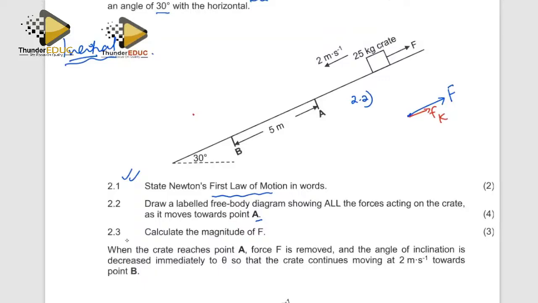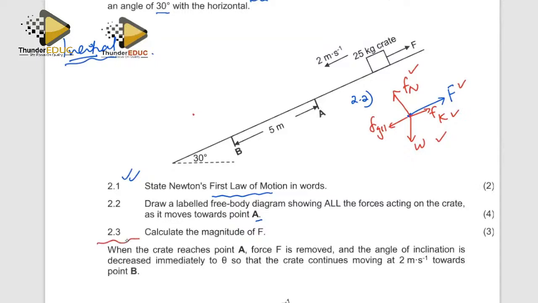And then now we're going to have the weight downwards, and then we're going to have the normal force upwards. We can have the Fg parallel here if we wish, but we already have enough forces for what they wanted. So 1, 2, 3, and 4 is enough for the 4 marks.